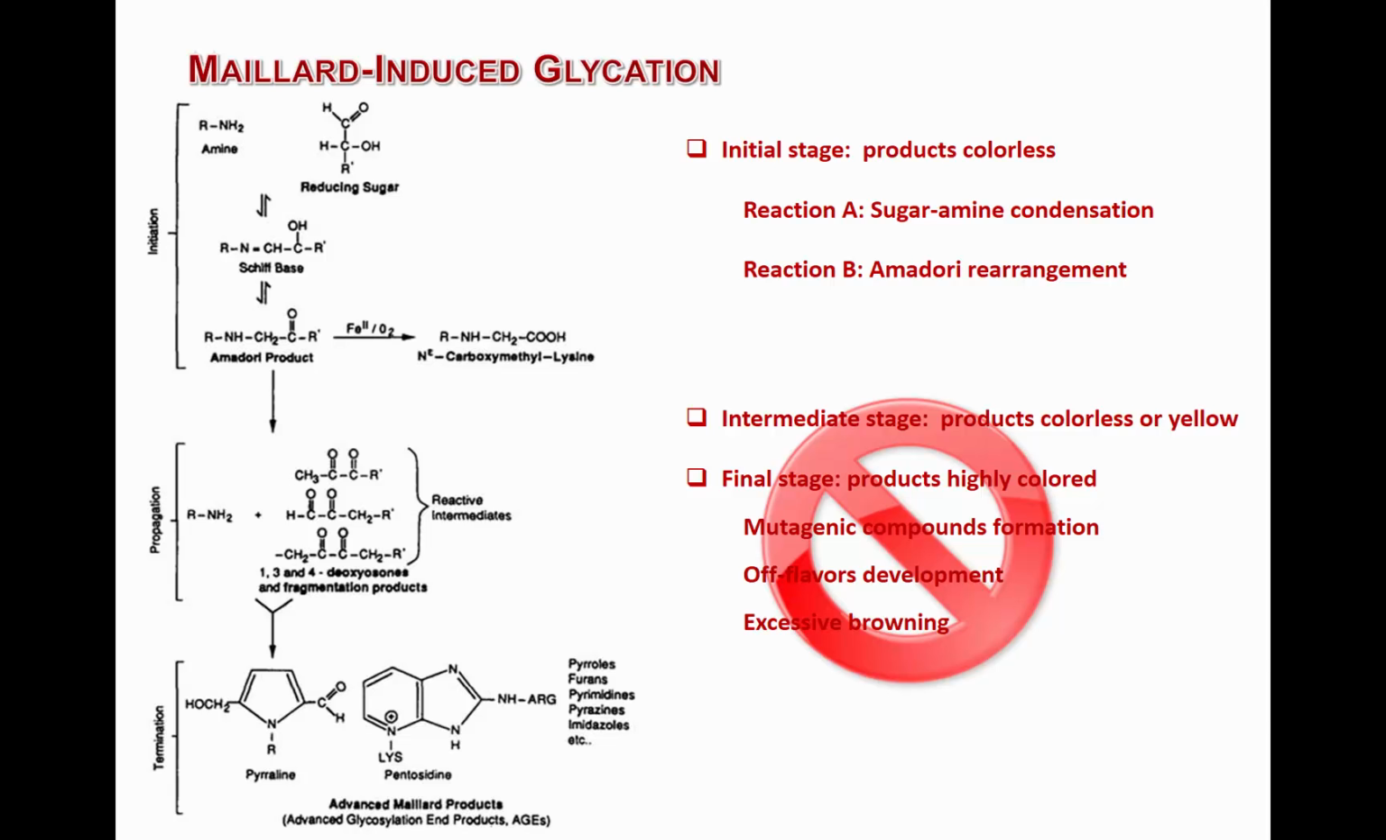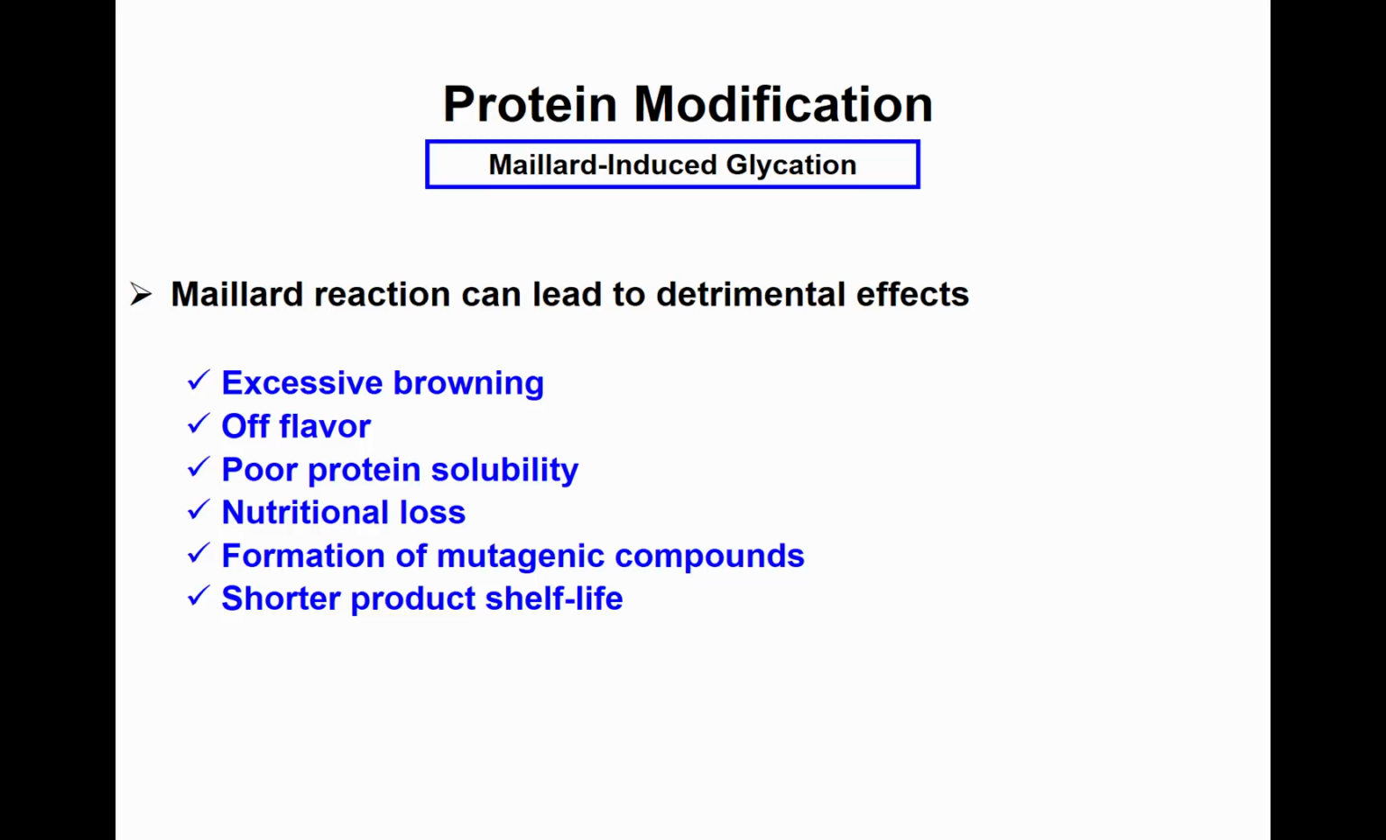You don't want the intermediate stage, because if the protein reaches the intermediate stage, a little bit of heat, and you push it to the advanced stage. So you don't want to get there. You want just the initial stage where you get the Amadori rearrangement and you have the glycated protein. You don't want the intermediate stage, and obviously you don't want the final stage where you have mutagenic compounds, off flavors, browning, poor water protein solubility due to polymerization, nutritional loss due to large polymer, reduced digestibility, and blockage of lysine. And of course, even shorter shelf life. So no, you don't want that.